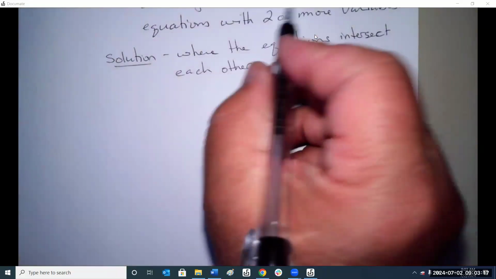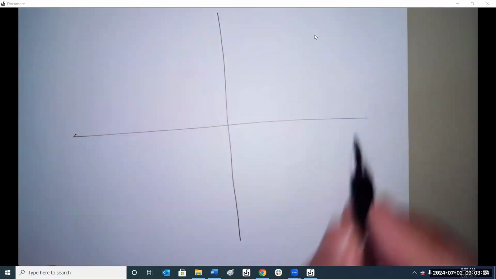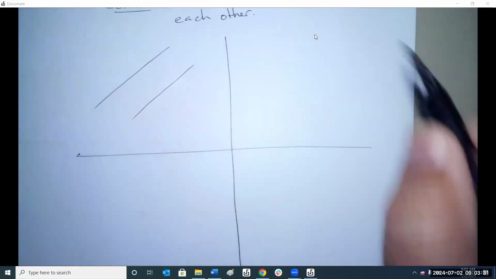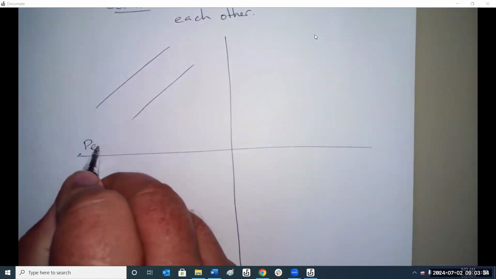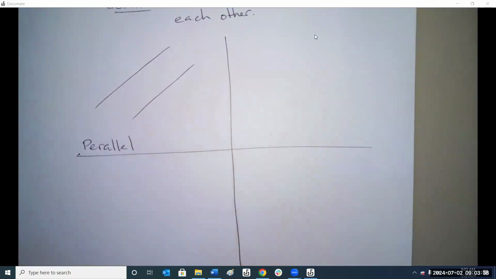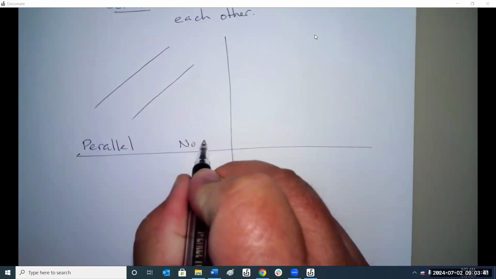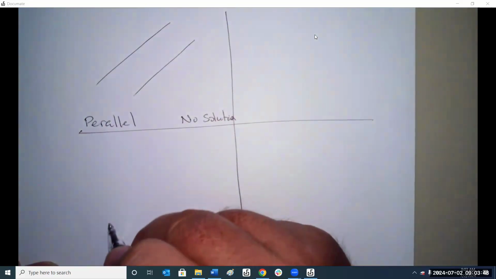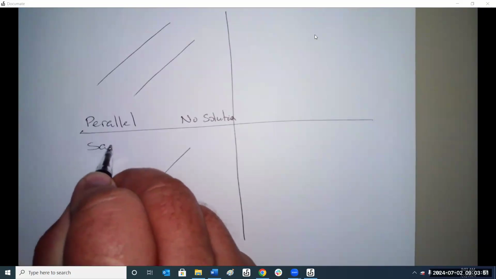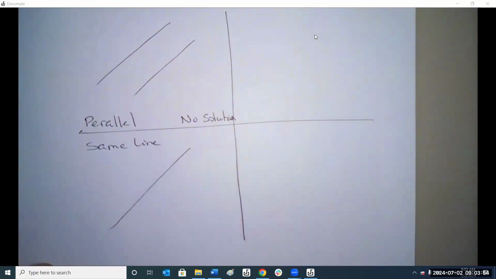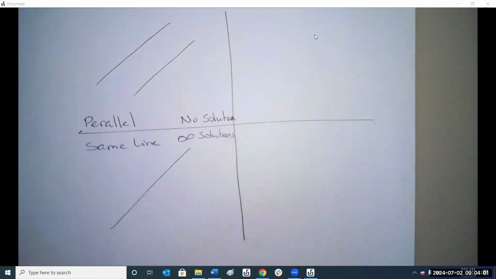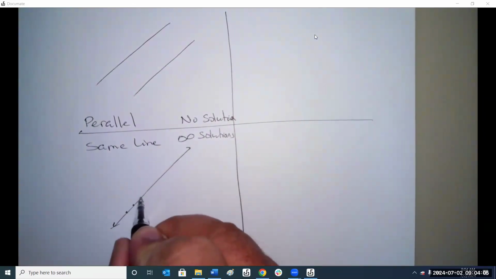All right, let's look at the small system, let's look at two. We talked about this earlier in the semester. There are four possibilities when you have two equations. They can either be parallel, which means they have no solution, or they can be the same line, in which case they have infinite solutions, because here every point is a solution.